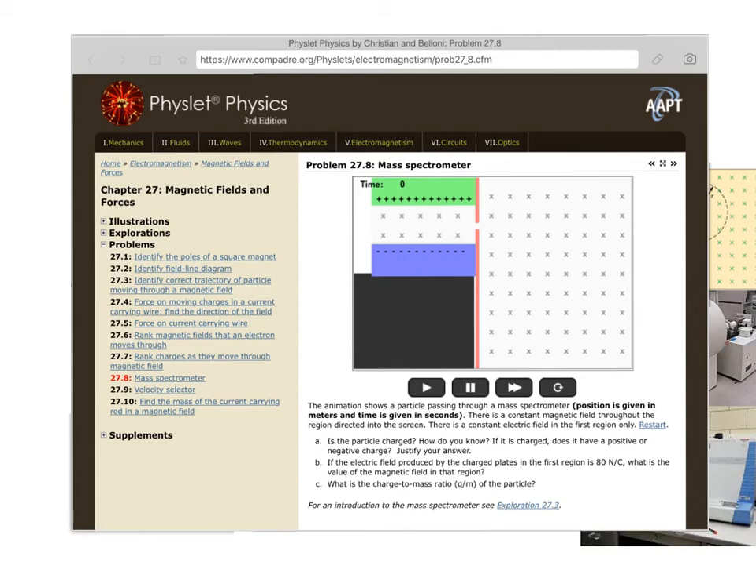Reset. Start. The particle goes through, so it has the right velocity. We can get the velocity, and then it moves in a circle. So it goes in and comes out, and we can measure the radius of the circle. And so using that same qvB equals mv squared over r, that's the equation we use here.